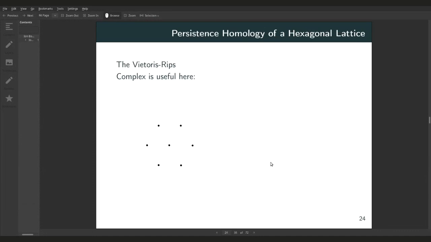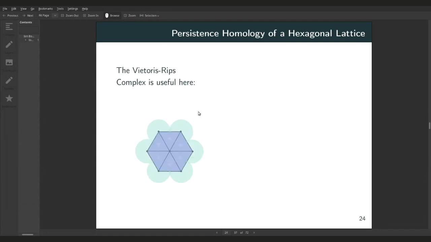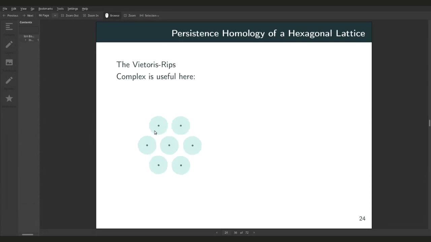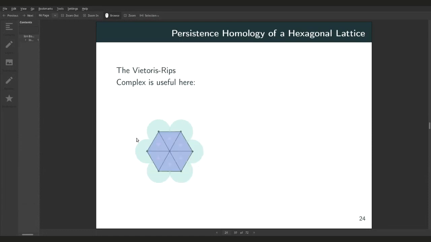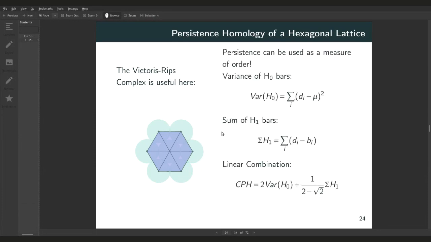When we're building the simplicial complex, here we're going to use the Vietoris-Rips complex, partially because it's very computable, but also because it's just so useful here. Here's a little subsection of a perfect hexagonal lattice. I'm going to center balls at these points, and all of a sudden, everything simultaneously goes from being disconnected to fully connected if I have a perfect hexagonal lattice. We're really going to use this fact to build a statistic.